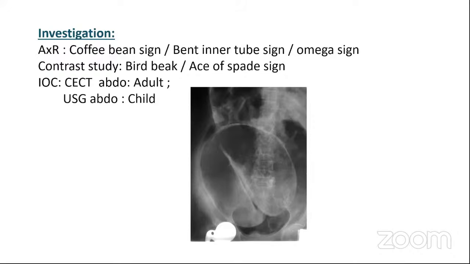Okay. So in investigation, there will be the coffee bean sign. Due to closed loop obstruction, the dilated loop will be seen like a coffee bean, right? Bent inner tube or omega sign, you can say coffee bean, bent inner tube, or omega sign, you can see in the AXR. In the contrast study, there will be a bird beak appearance or a sped sign. See, if it is a child, then the investigation of choice will again be USG, and for an adult, it will be CECT.